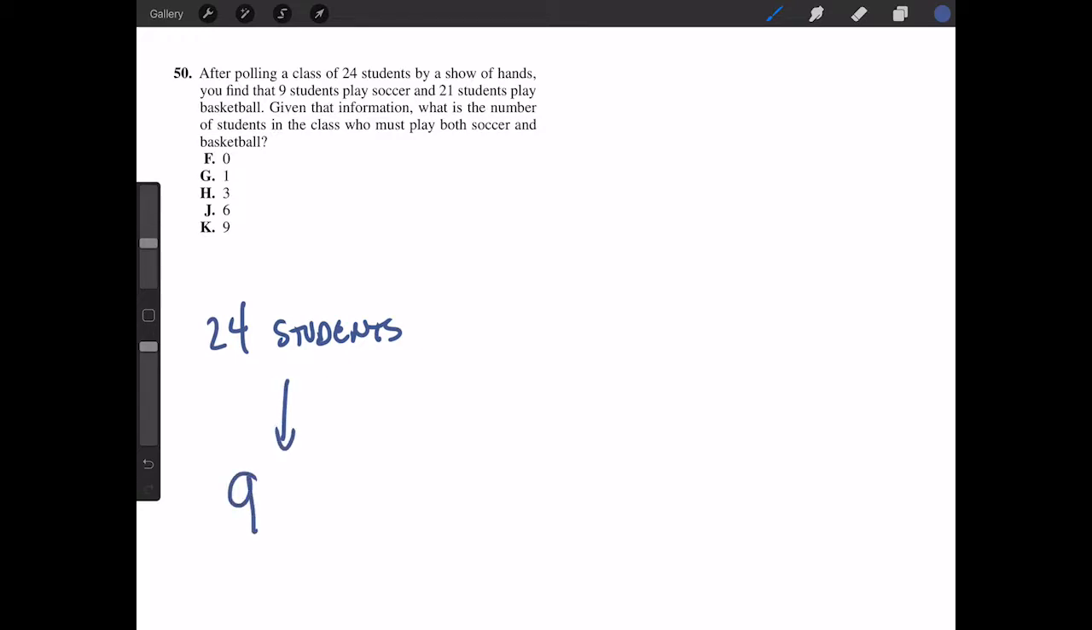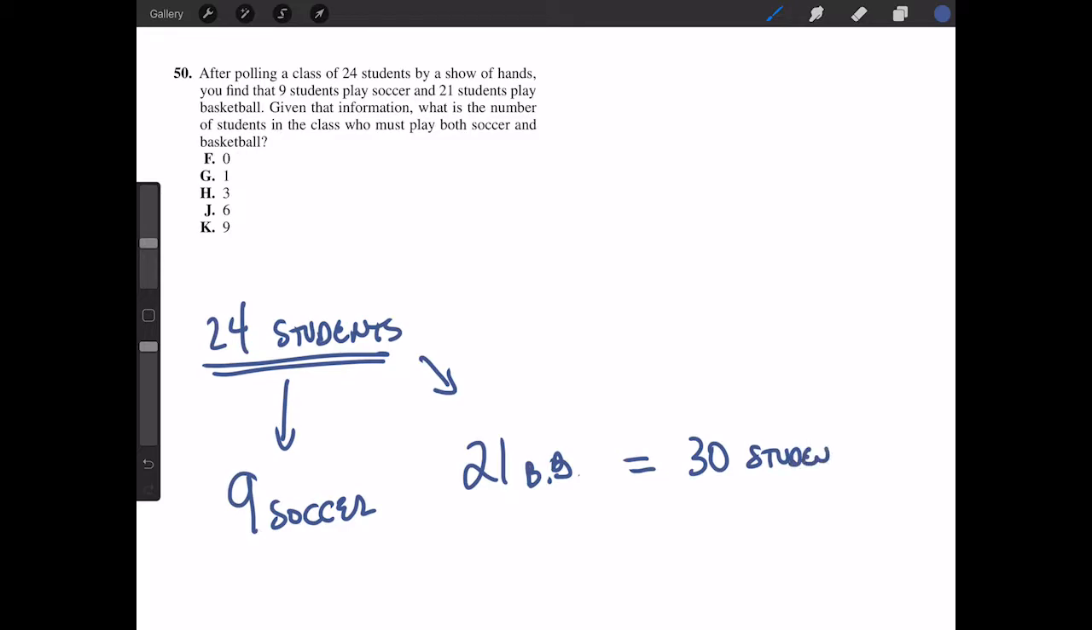You ask, who plays soccer? And 9 students raise their hand. Then you ask, who plays basketball? And 21 students raise their hand. Well, since there's only 24 students and yet a total of 21 plus 9, 30 students raise their hand when asked which sport they play, clearly, if we subtract 30 minus 24, we get 6. 6 students had to raise their hand for both sports.